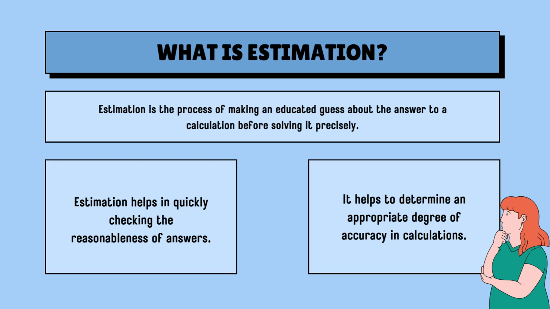Estimation helps in quickly checking the reasonableness of the answer. It helps to determine an appropriate degree of accuracy in calculation. So that will only be more or less. If I say 2 plus 5 is 50, then you will go no. In your head, you will know, more or less, if the answer is accurate or not. In this example, 2 plus 5 is not 50, so you will know that is wrong. But if I say 2 plus 5 can be plus or minus 10, then it sounds better than 50, if that makes sense.